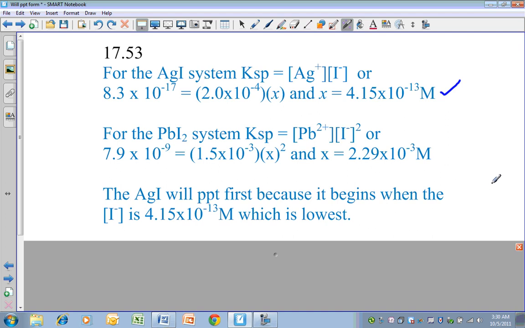So that's what I have to do. Anytime I'm evaluating one of these, I have to determine what level the precipitate will start, and whoever's lowest, that's who's going to precipitate first.